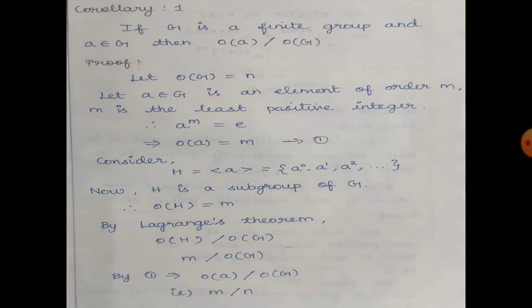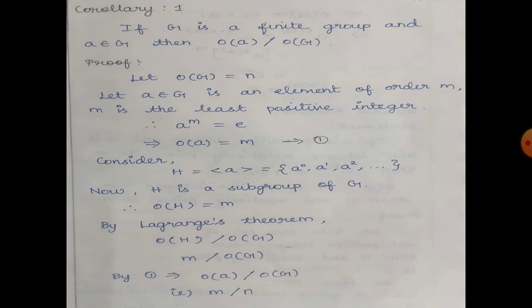If G is a finite group and a belongs to G, then the order of a divides the order of G. First, we consider the order of G is equal to n. That means the order of the group is n. We take an element a from G, where a belongs to G is an element of order m. That means the order of that element is m.